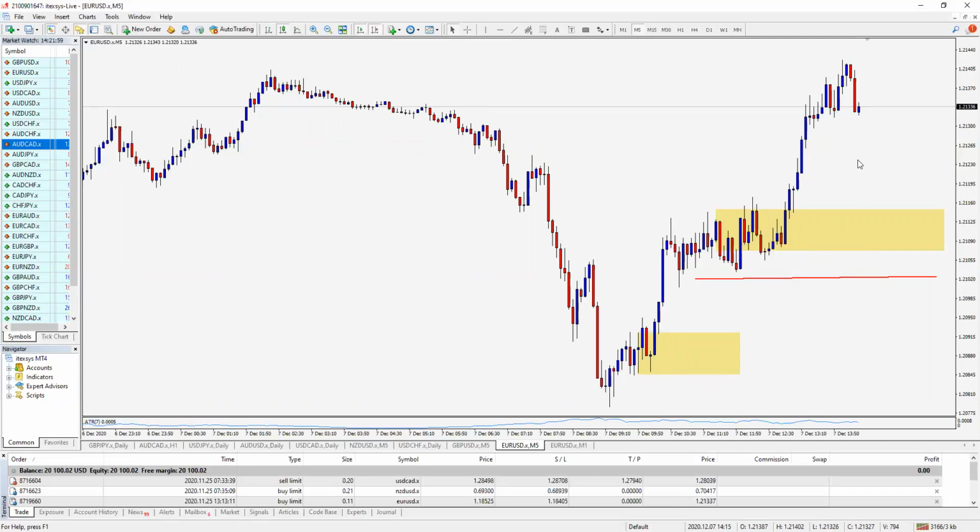Same here, if I wait for price to come all the way down here, and I'm buying down here, of course I want my stop loss to be below all that area right there, below the demand area. And in this case also, for me, the pivot point is important as well.